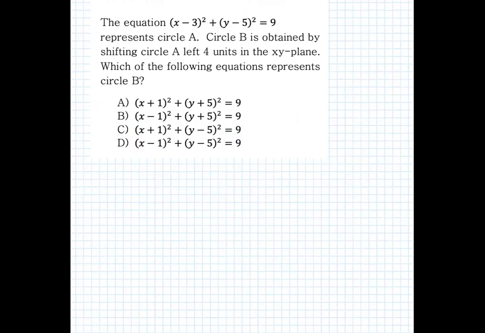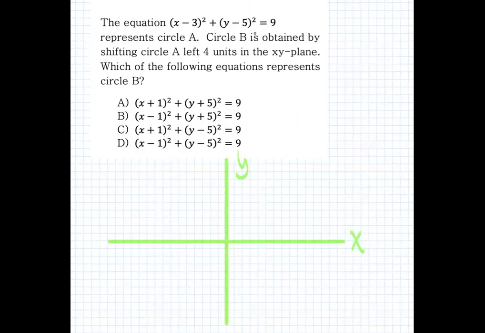On this question, we're going to be shifting a circle and getting the equation of the new circle. So let's imagine our XY axis here. In order to understand the equation they gave us, we need to know the equation of a circle: x minus h squared, y minus k squared is r squared, where h and k is the center, and r is the radius.